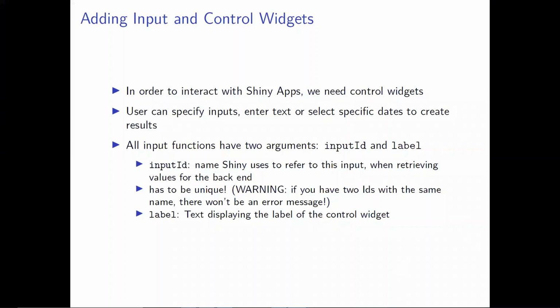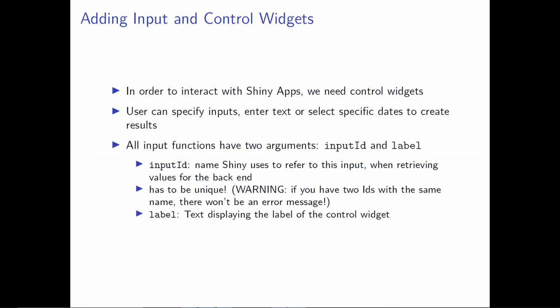Then most importantly, of course, for Shiny apps are input and control widgets. We want the users to set different scenarios, test different model specifications, and change the appearance of plots, of tables, of outputs. For this, we need control widgets. So then users can specify certain inputs, enter text by themselves, select specific dates to show a certain range of the year, something like this. Everything basically is possible. All input functions have, in essence, two arguments. We have the input ID and we have the label.